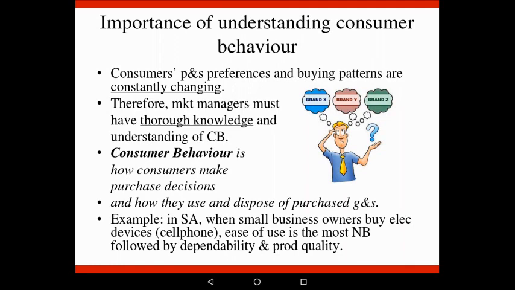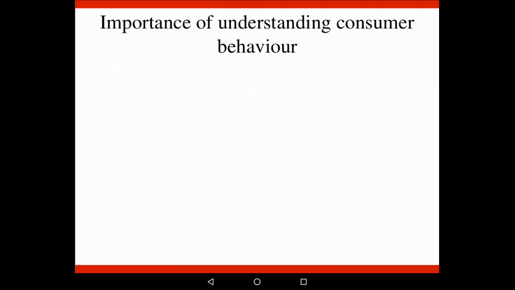For example, in South Africa, when small business owners buy electronic devices like cell phones, something that's most important to them is how easy it is to use. That's what they look for first. Then they look for something that's dependable, that's not going to break, and lastly they look at product quality. Whereas maybe teenagers would look at something different other than ease of use. So that's typical consumer behavior understanding. If marketers know that, they know how to appeal to small businesses.